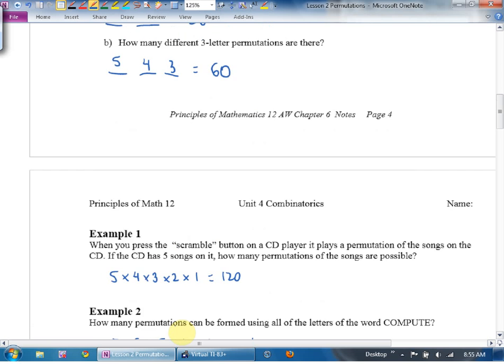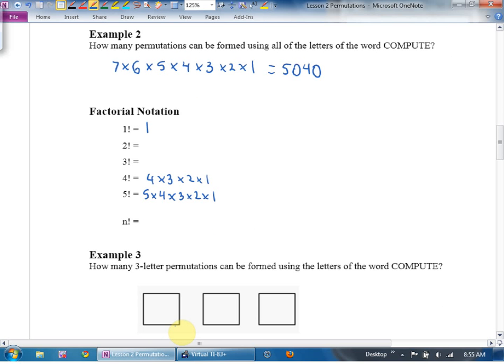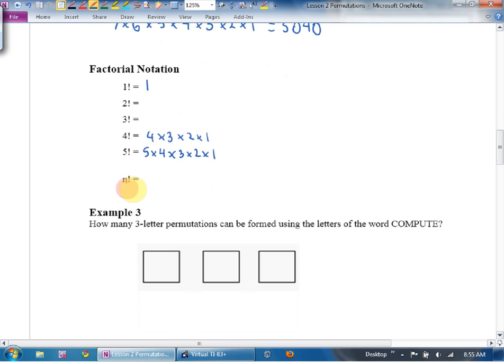Okay? What I want to talk about is the algebraic version, n factorial. If you expand this, and you're going to need to be able to, this is really n times 1 less times 1 less than that times 1 less than that, dot, dot, dot, times 2 times 1. That's the algebraic expansion of n factorial. It's n times n minus 1 times n minus 2 times n minus 3 times n minus 4 times n minus 5. Quit when you get to 1.